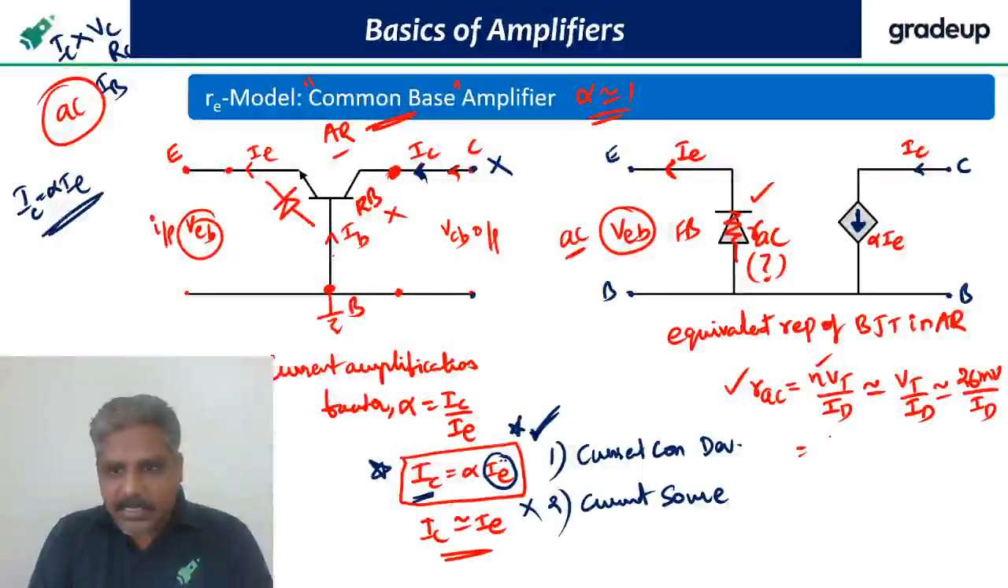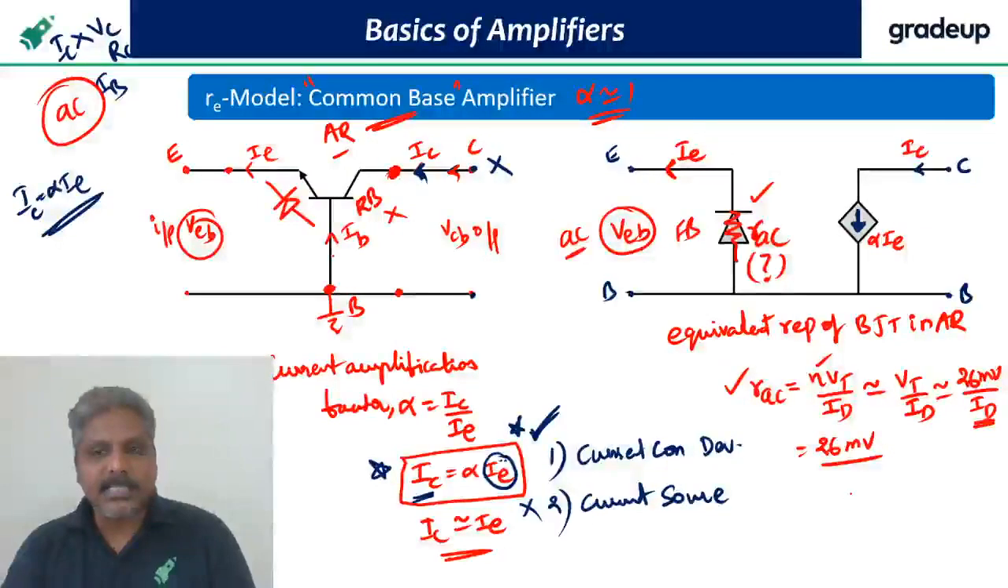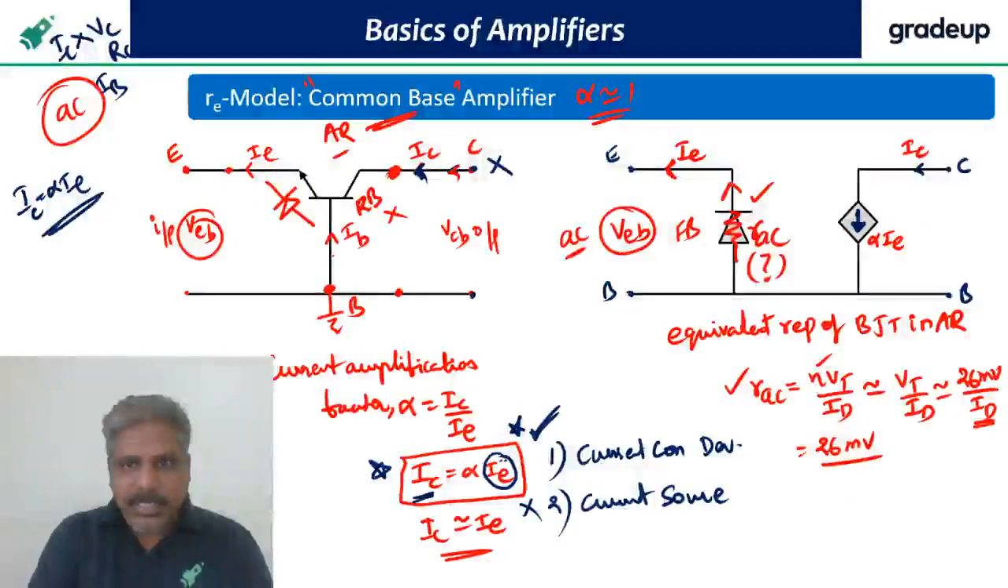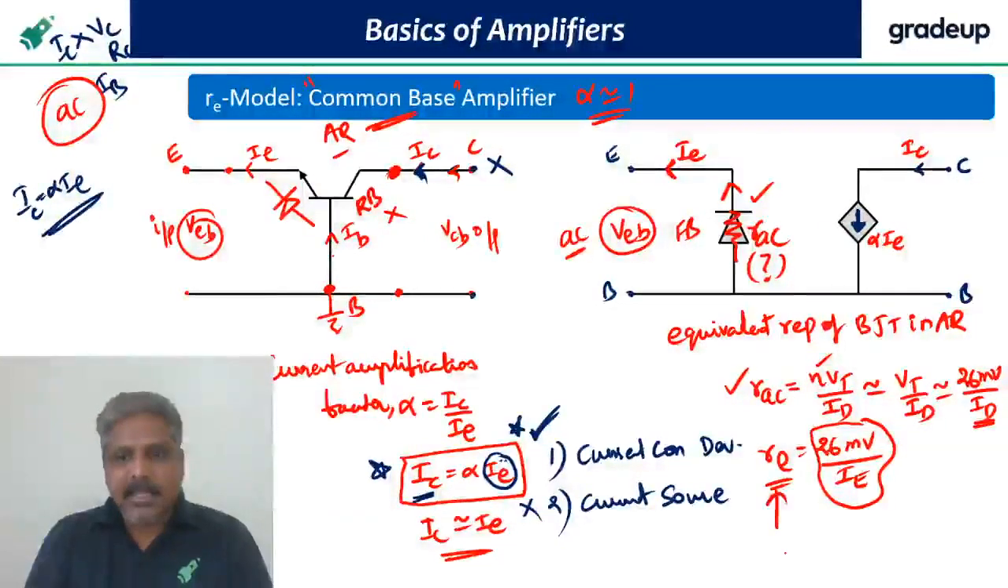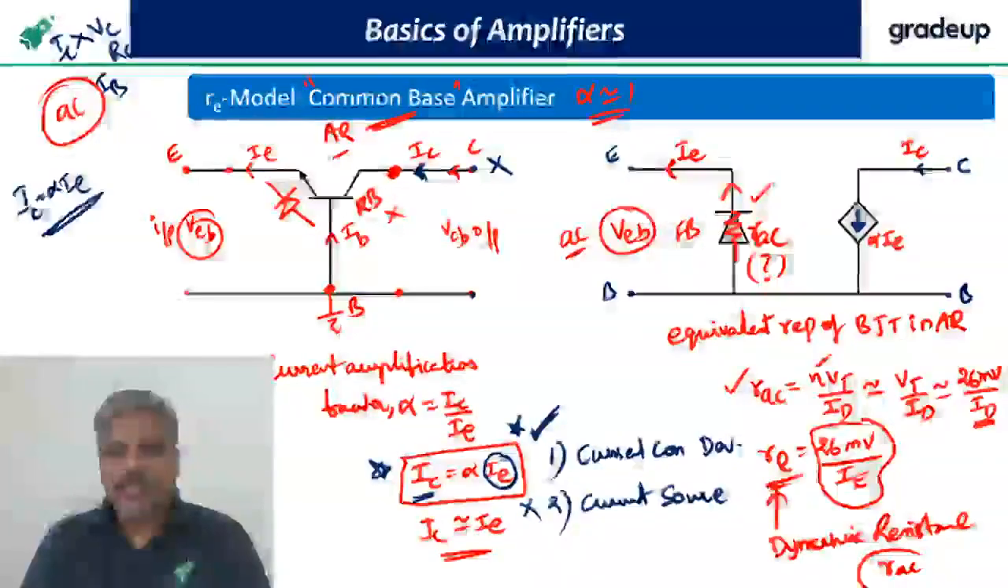It is 26 millivolts divided by ID. ID means the current flowing through that junction. How much is the current flowing through this junction? IE, right? This value, 26 millivolts by IE, I will call it RE. So what is RE? RE is nothing but dynamic resistance. It is exactly the same as RAC, only the name, the notation, I have changed.